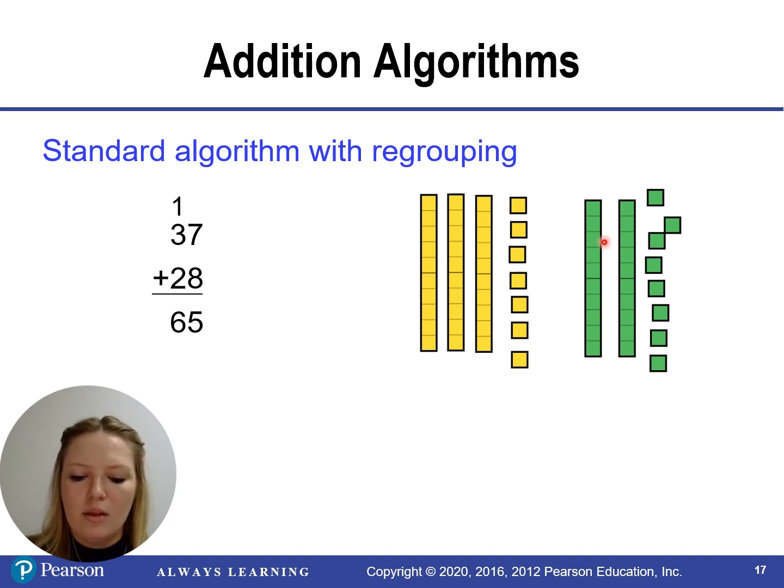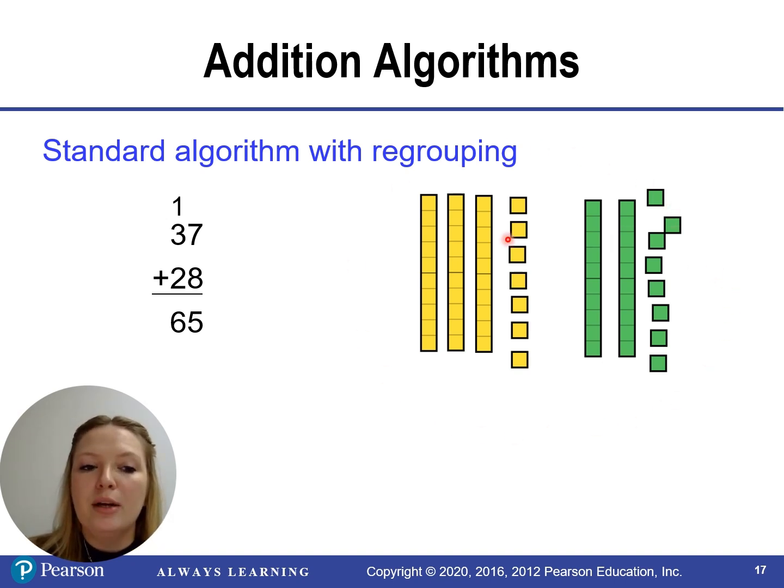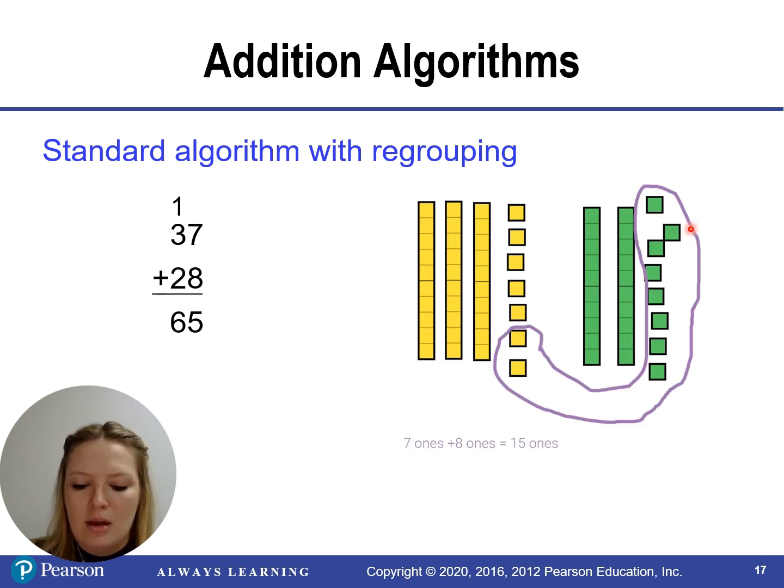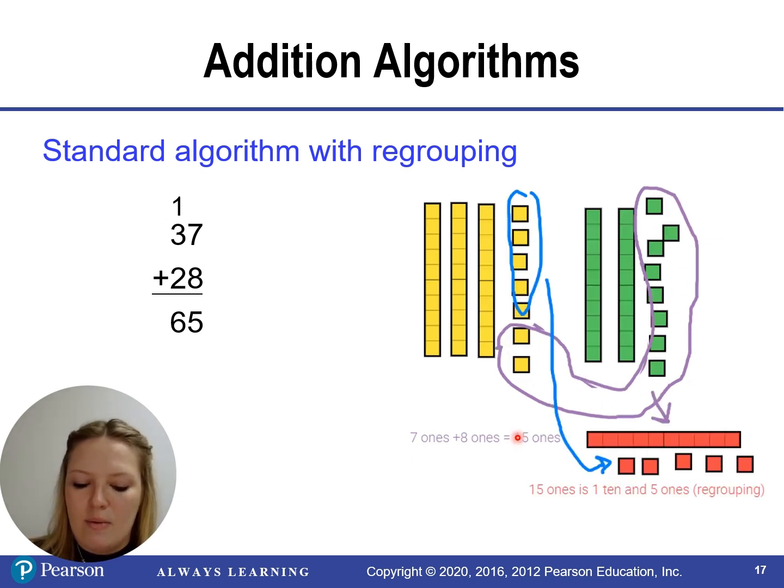Now, we can explain what regrouping means if we use base 10 blocks. So I can represent 37 with 3 tens and 7 ones, and I can represent 28 with 2 tens and 8 ones. And so when I go to add my ones column, I can add together my 7 ones and 8 ones. Now I can combine 2 of my ones from the 7 ones with the 8 ones from 28 to get a 10, and 5 ones remaining, 15 ones, or I can regroup this as 1 ten and 5 ones.